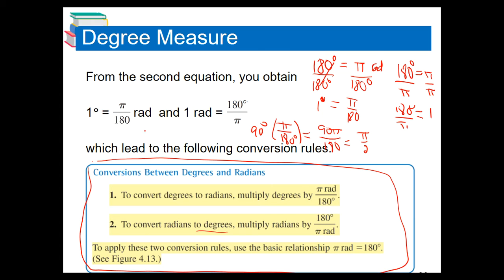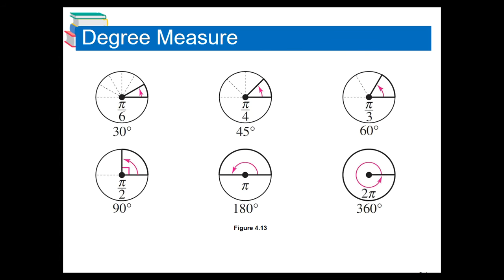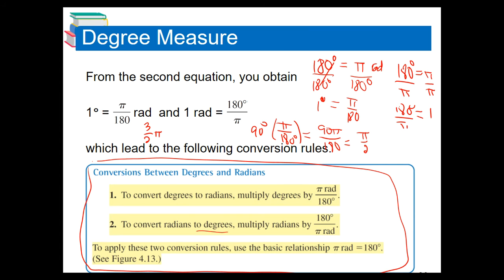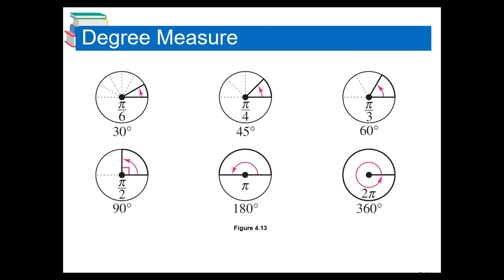So if I had 3/2 pi as my radian measure, I would multiply that by 180 degrees over pi. Notice the pi's would cancel, and then 2 goes into 180 90 times, so 3 times 90 equals 270 degrees. All right, so that's basically how we convert. Degrees to radians, multiply by pi over 180. Radians to degrees, multiply by 180 over pi.